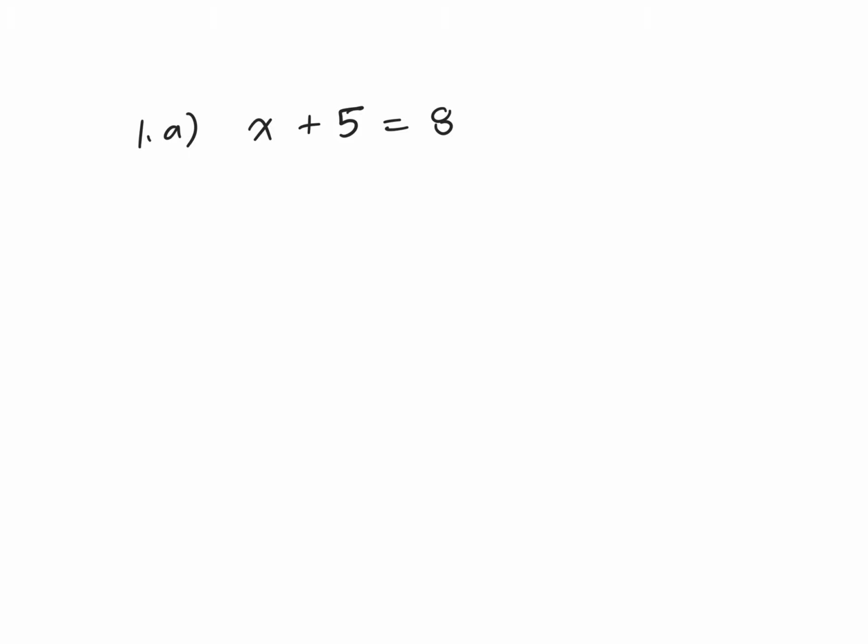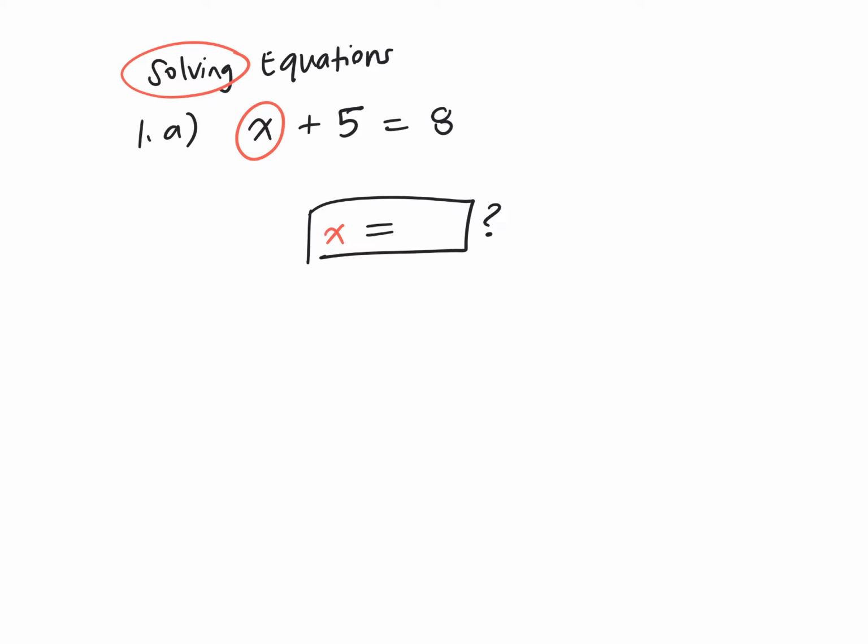So when you're solving equations, to solve the equation means you are figuring out what the variable represents. Remember that a variable is something that is unknown. So to solve it, you're stating what x is equal to. This is your goal. You're always trying to figure out what the variable is.